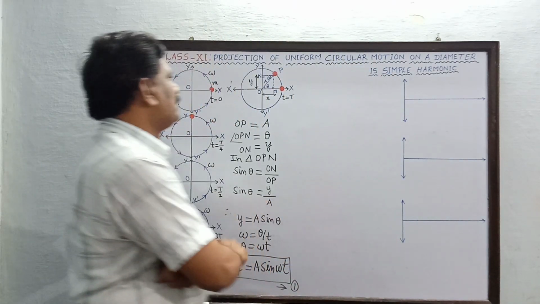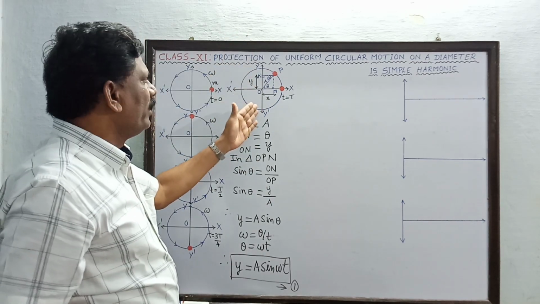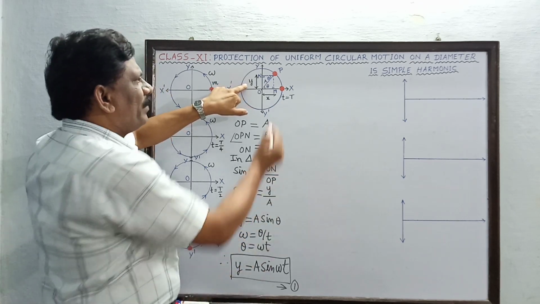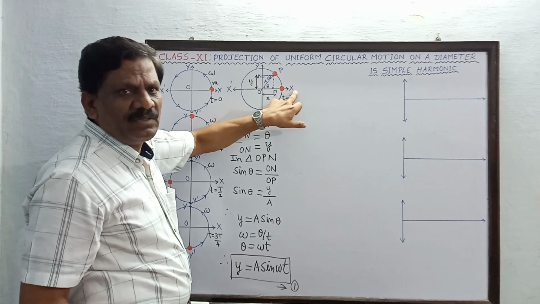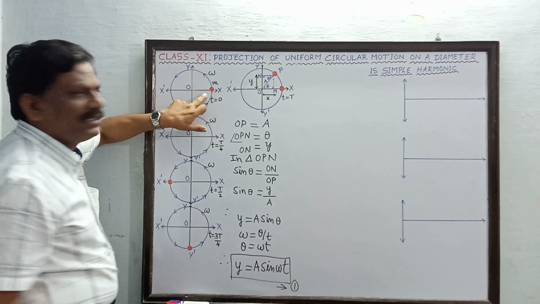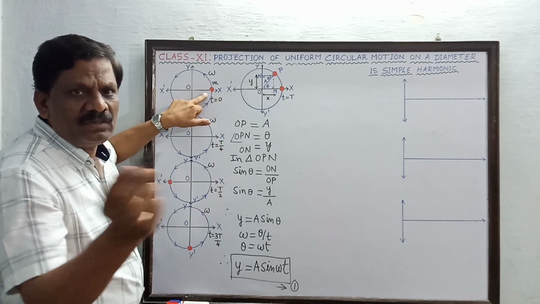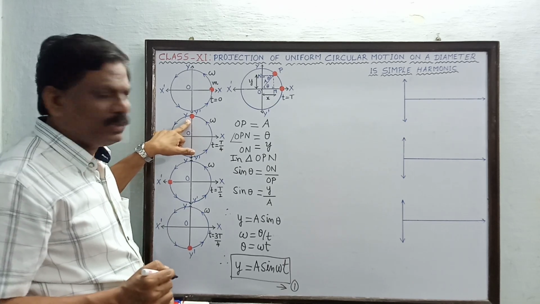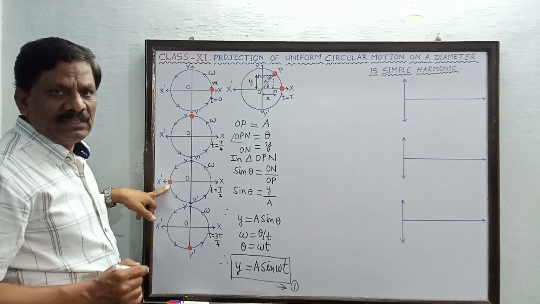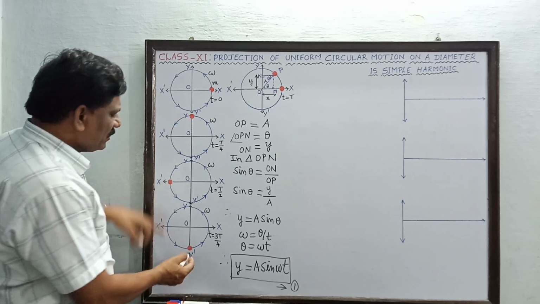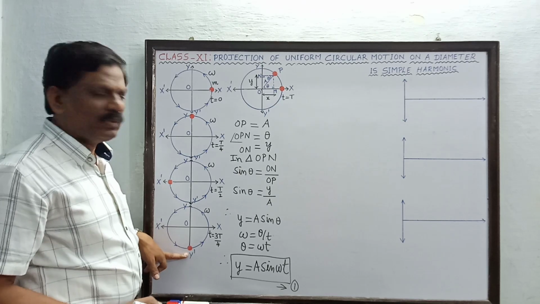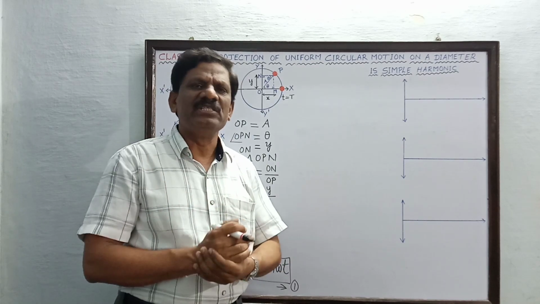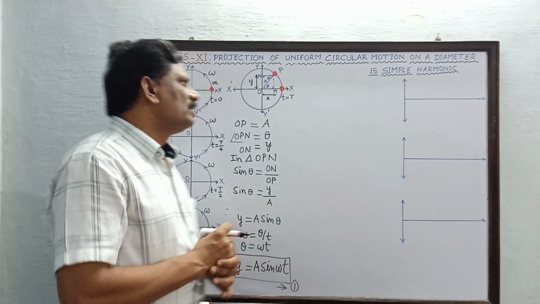We have projected the particle P on the diameter Y O Y dash, and we have determined its displacement y. So when the particle is at this position here, what is the value of theta? Theta is equal to 0. At this position, theta is equal to pi by 2. At this point, the value of theta is pi. At this point, the value of theta is 3 pi by 2. And again here when it reaches here, it is 0 or 2 pi. So theta is changing with time.